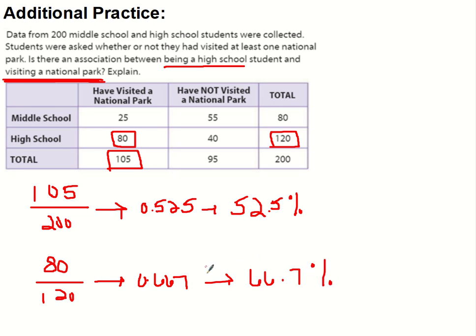So yes, there is an association, because high school students are more likely to have visited a national park than middle school students. There is an association because 66% of students in high school have visited a national park, while only 52% of students in general have. So there is an association if high school students are more likely to visit national parks than middle school students. And we can also tell that by looking at this, right? If of the 105 students who have visited a national park, 80 of them are in high school and 25 are in middle school, high school students are definitely more likely to have visited a national park.